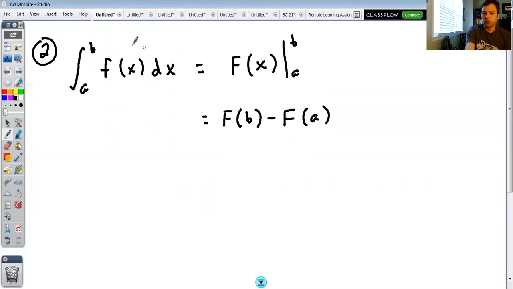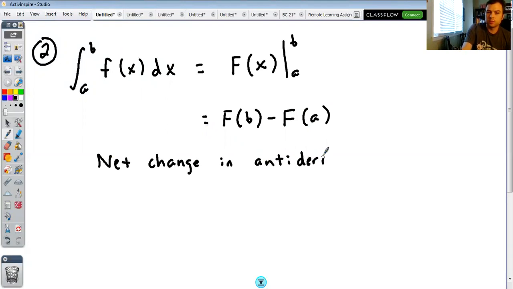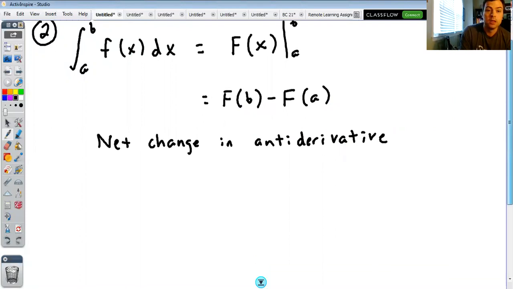So the definite integral from a to b is equal to the net change in value of the antiderivative over the interval from point a to point b. So the net change in the antiderivative of your integrand over that interval. That's all it is. The applications of this are huge. We're going to get to that in a later lesson, but you can probably already start to refresh memory on what some of those applications might be.